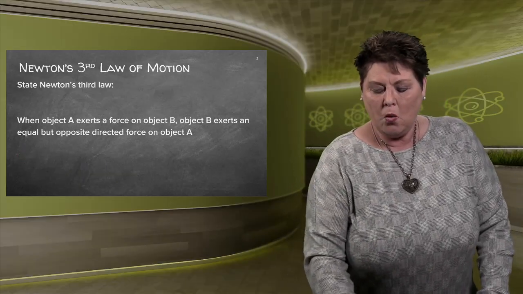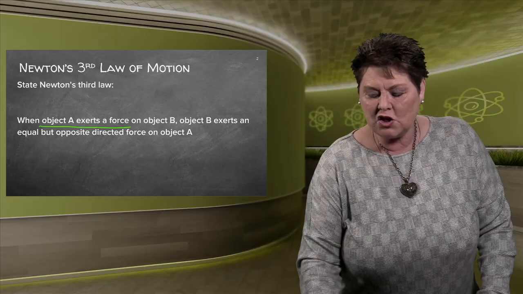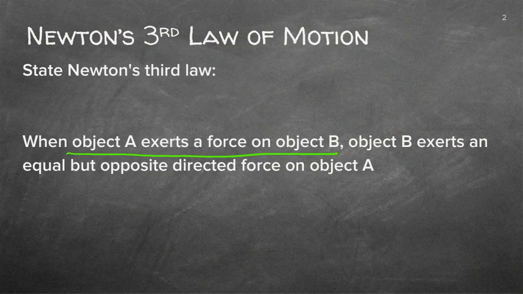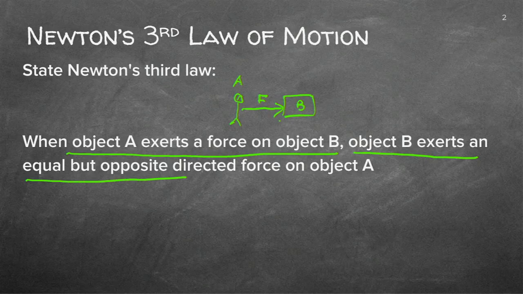It says, when object A exerts a force on object B, that could mean you've got this block there. This is object A, this is you. You are exerting a force on the block B. It will exert an opposite force on you.